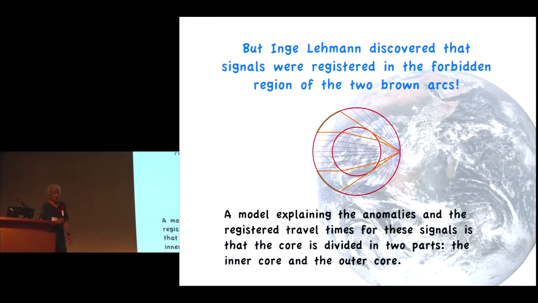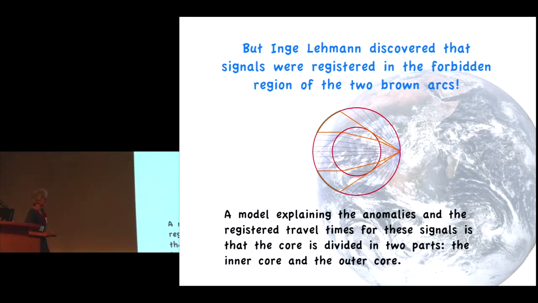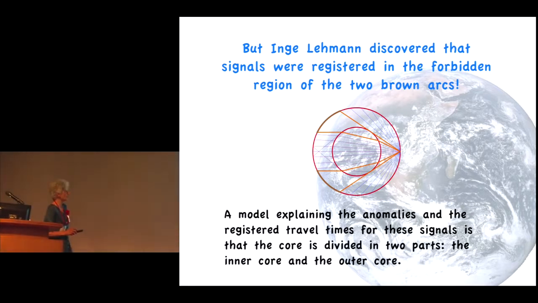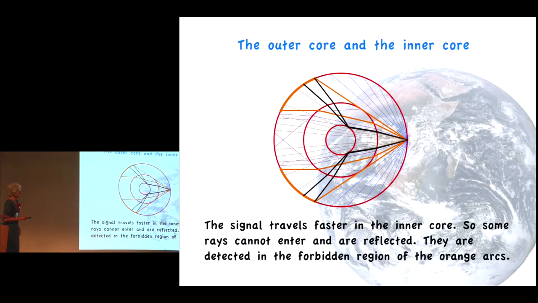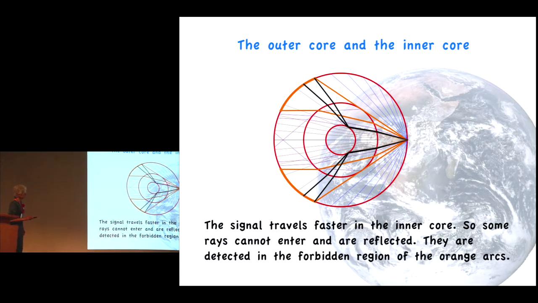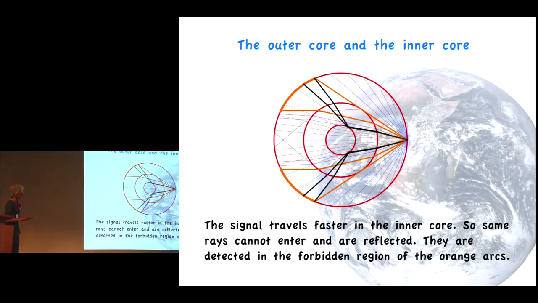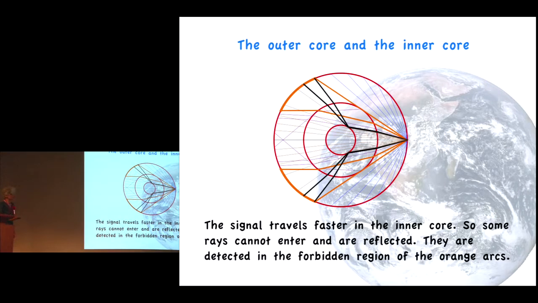And then she tried to modify the interior to understand how it would match with what you see on the surface. So a model explaining it is that the core should be divided into two parts, the inner core and the outer core. For the inner core, in her toy model, the signal is traveling faster, 8.8 kilometers per second. So when the signal comes here, it would bend in the other direction. And in fact, when the signal arrives with a little angle to the boundary, then instead of penetrating inside the core, it would be reflected, and then you see we can register signal in the forbidden region.